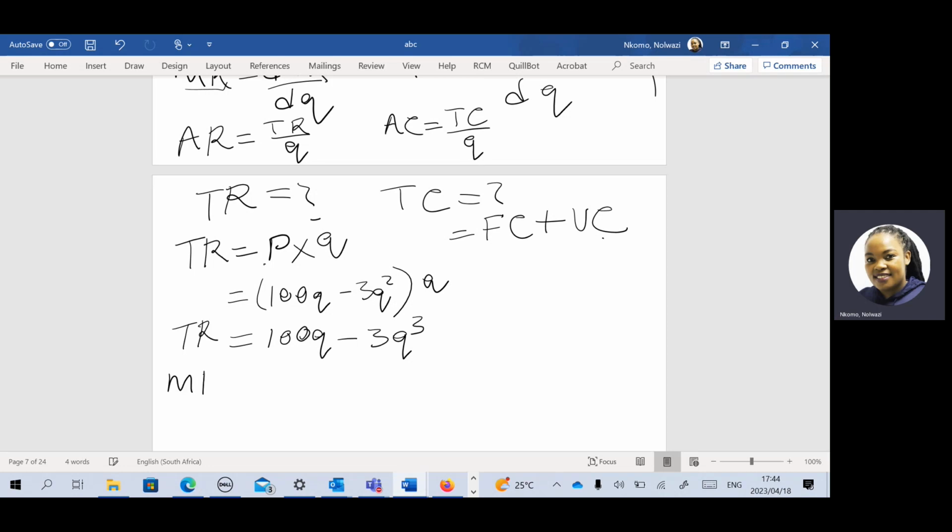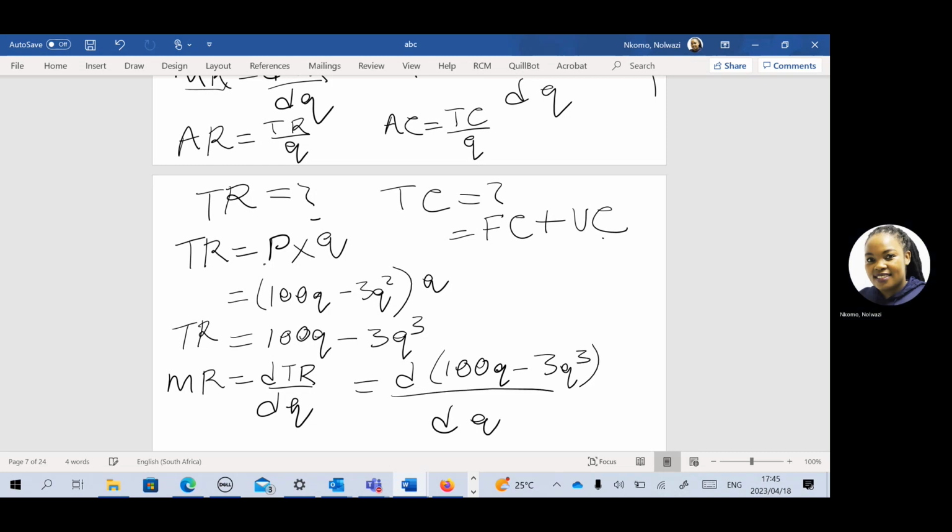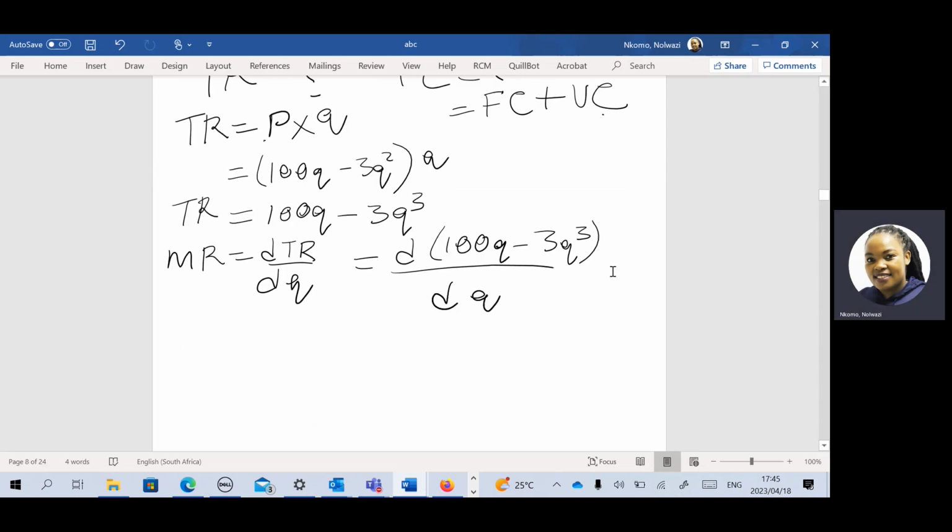We said to find the marginal revenue, we need to differentiate the total revenue. So this means we need to find the derivative of 100Q minus 3Q cubed with respect to Q, right? And if we differentiate this, you should get 100 minus, so we have 3 times 3, that's 9Q squared. This is our marginal revenue.